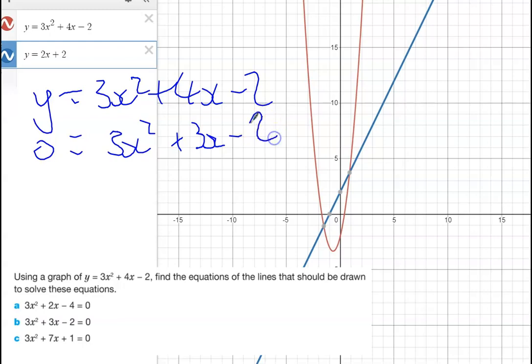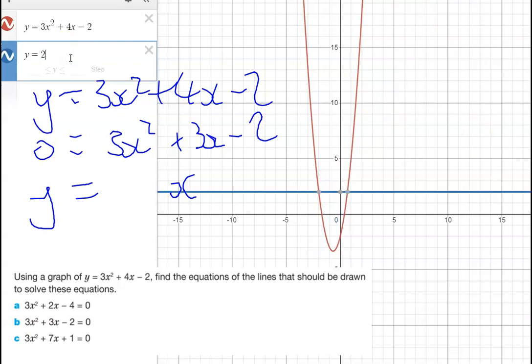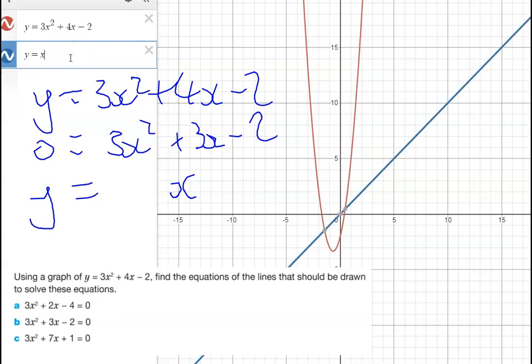Right, so now we do the exact same thing. y take 0 is y. 3x squared take 3x squared disappears. 4x take 3x is x. Minus 2 take minus 2 disappears. So actually this one's somewhat easier. We just need to change this to y equals x. And again, we just read off the value.